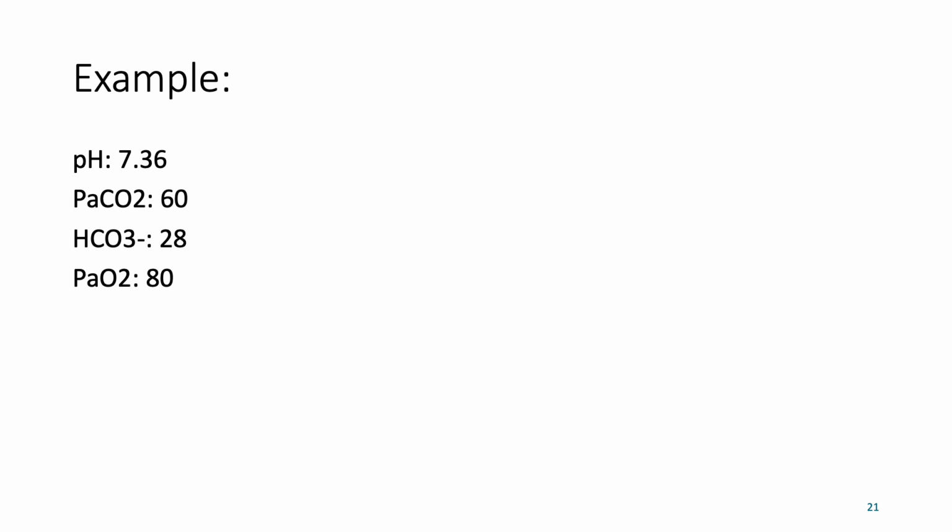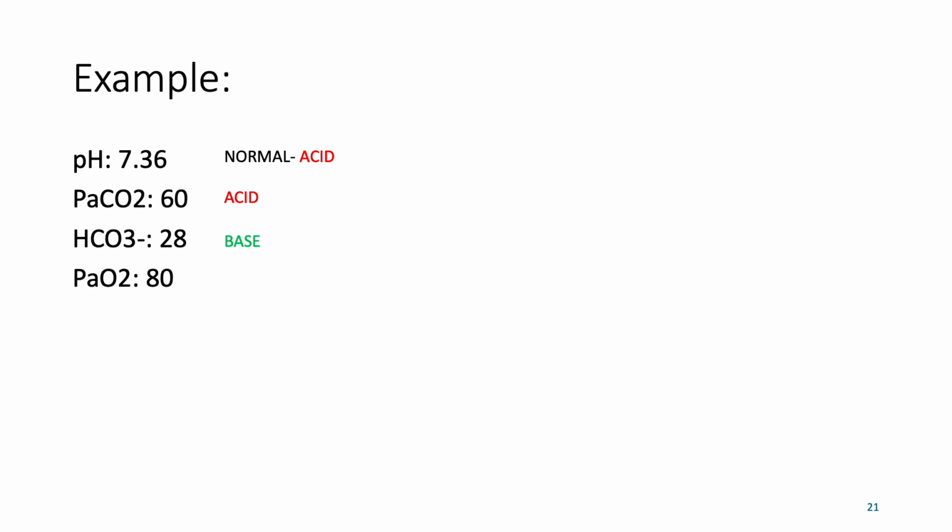So step 1, we label. The pH is 7.36, which is normal, but it's on the acidic side. Remember, it's between 7.35 and 7.4. So I'm going to label it as normal acid. CO2 of 60 is acid. Bicarb of 28 is high, so that's going to be base.